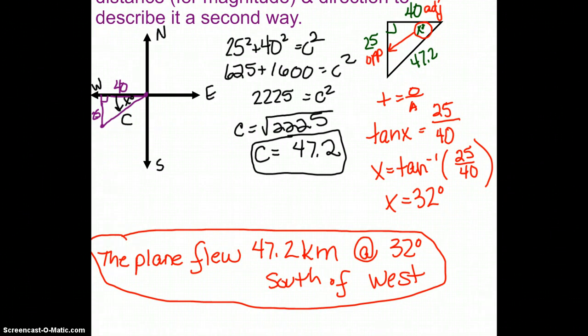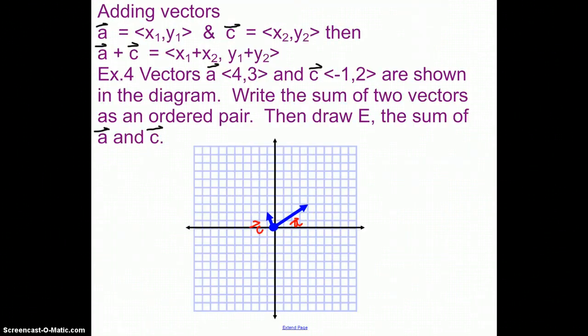Let's see if we can hit this vector addition quickly here. So with vector addition, this is really the way it works. First of all, I have a vector that's 4, 3, so over 4 up 3 is the end point there. And I have C, which is over -1 up 2. They want us to write the sum. So this is kind of the cheater's method of it. I'm going to line up my vectors right above each other so that my x values match up and my y values match up. And really, it's a big addition problem.